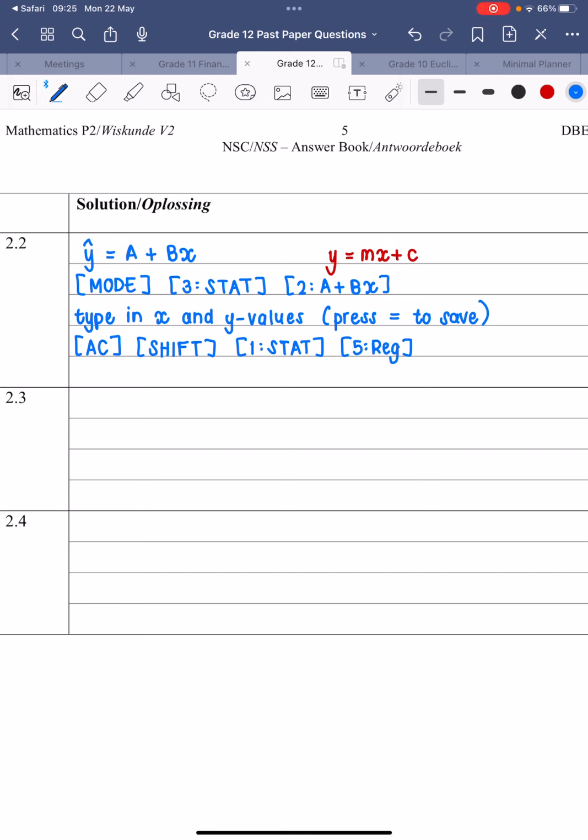Oh, no, that's not a good sign. All right, so A is 90.48. And now, guys, you need to follow those same steps to get to B. You're not going to type in all your X and Y values again, but you are again going to do shift and 1 and then 5 for regression, and then you're going to press 2 for B, press equals, and that will give you your B value. Negative 1.77.